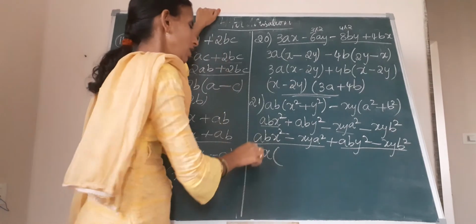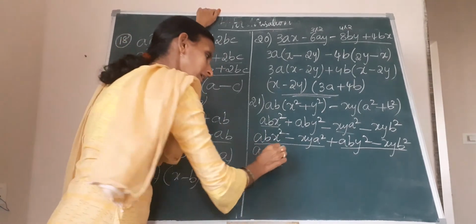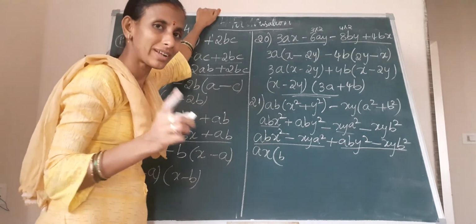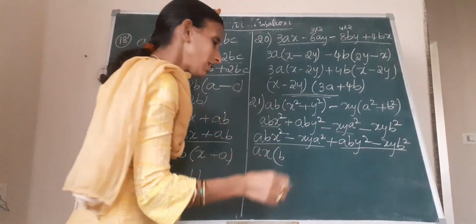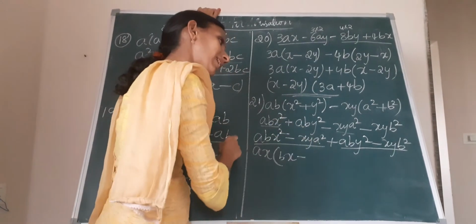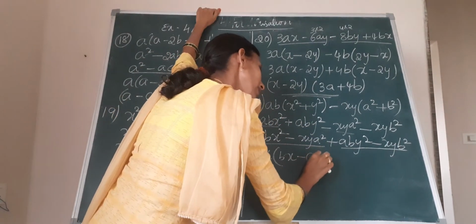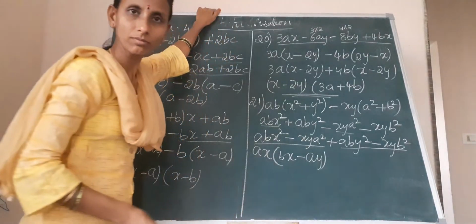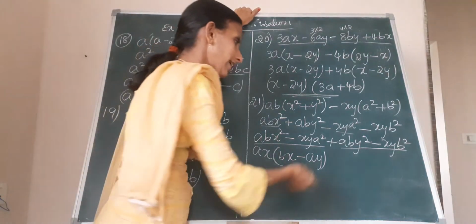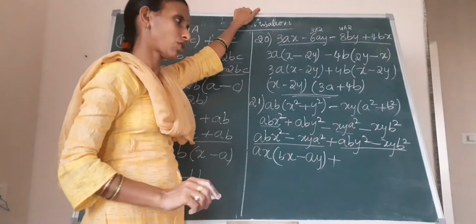So what do we get? ax into, what is remaining here? b is remaining. Along with that, x square means one x we have taken out, so one more x will be there. Minus x we have taken out, so a y. Okay. And here the first one is plus, so we need not take minus outside. Directly plus.